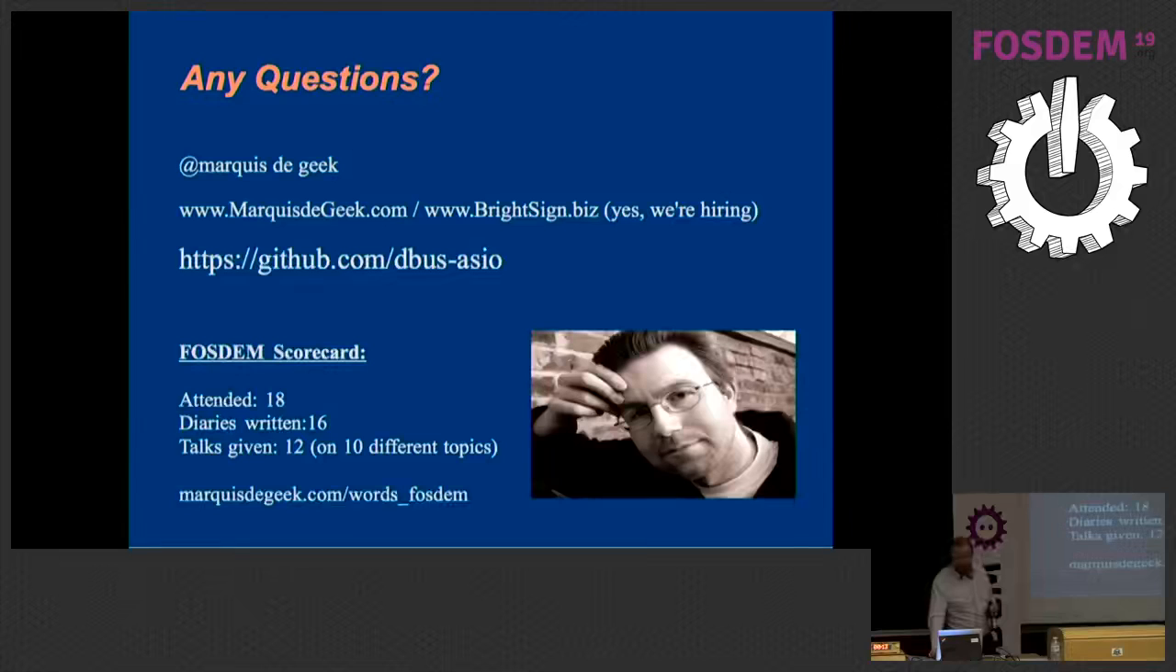So that's it. I've got 12 seconds for questions, and I'm just going to update my scorecard. There we go. 19 FOSDEMs. Makes me feel old. Thank you. A 5-second question. A 4-second, a 3-second question. You've got 2 seconds to answer a question.